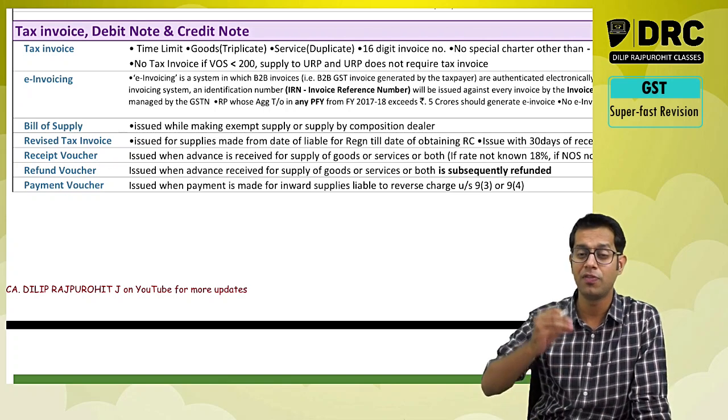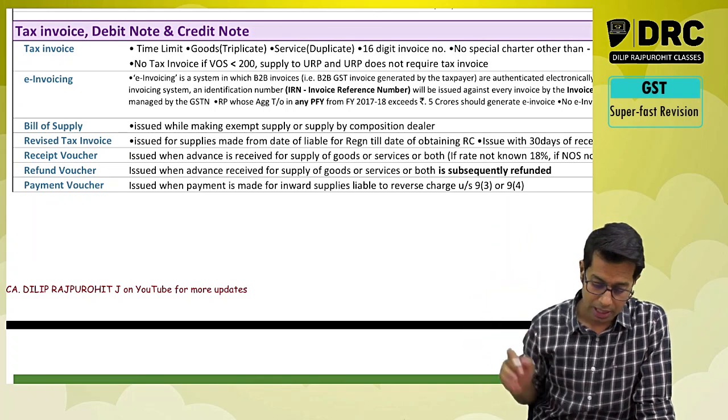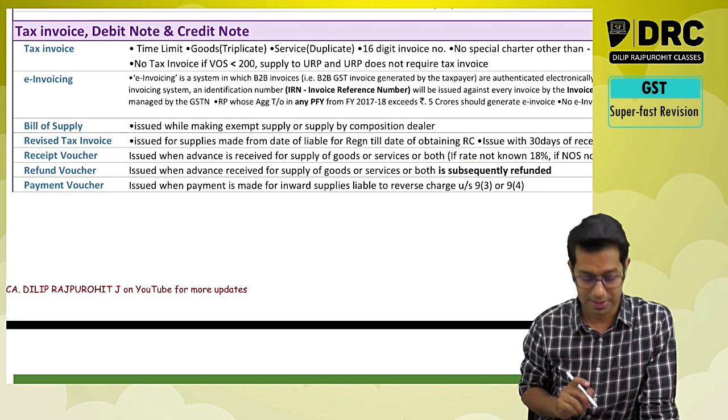Then there is something called a refund voucher. Whenever you are refunding the advances, you will have to issue a document called a refund voucher, provided you have not made any supply. And payment voucher.